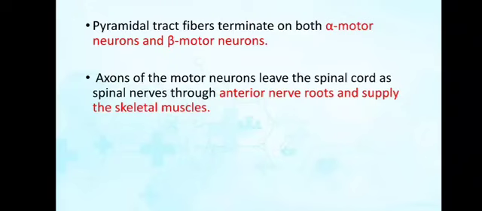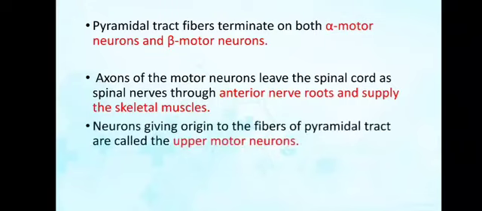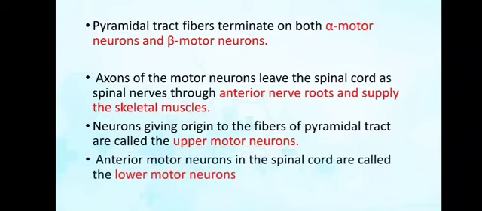The uncrossed fibers, all the fibers of the pyramidal tract, both the crossed and uncrossed fibers, terminate in the motor neuron of the anterior gray horn, either directly or through the internuncial neurons. The neuron giving origin to the fibers of the pyramidal tract is known as the upper motor neuron. At the same time, the anterior motor neurons of the spinal cord are known as the lower motor neurons.